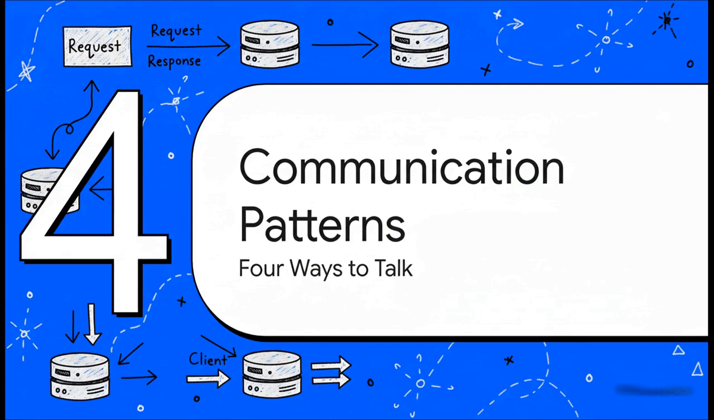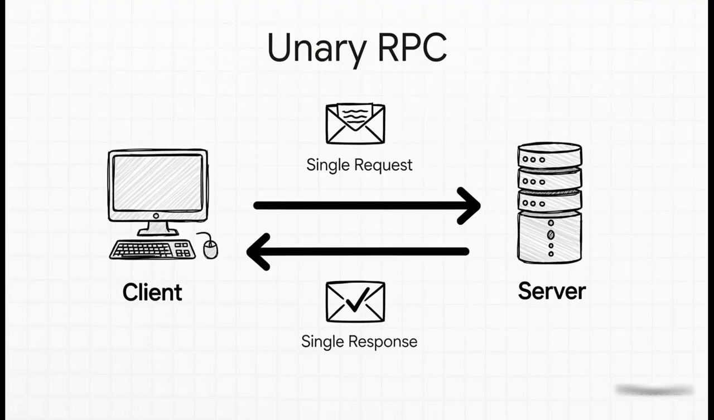Okay, now this is where gRPC gets really cool. It's not just stuck in the old request-response world like a lot of APIs. It actually supports 4 different ways for services to communicate, which gives you a ridiculous amount of power and flexibility. First up is the classic, unary RPC. If you've ever used a REST API, you already know this one. It's the standard request-response model. The client sends a single request, and it gets a single response back. Simple, straightforward, gets the job done.